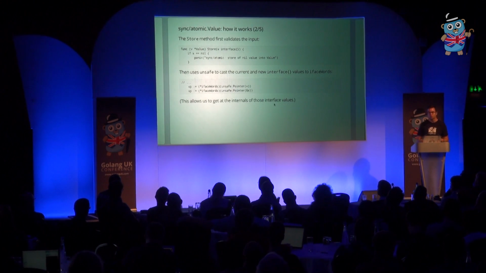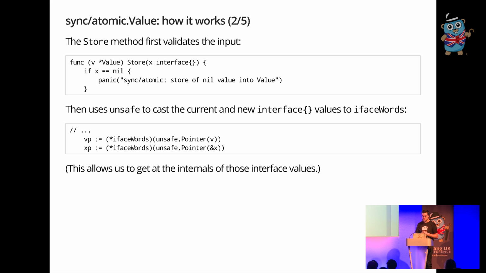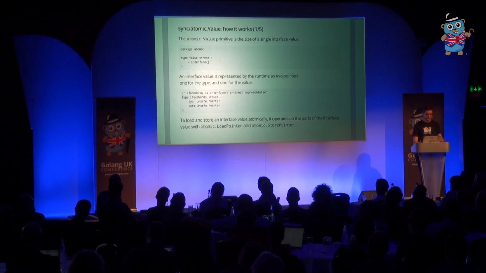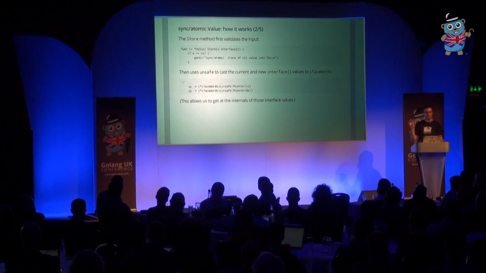If we look at the store method on value first, the first thing it does is check that you're not trying to store nil, because that's invalid. And then the next thing it does is take v, which is the value itself, and x, which is the value that we're storing in the atomic value, and then it uses unsafe pointer to cast them into pointers of interface words. So instead of having an empty interface value, we now have a pointer to this struct, and we can modify these fields like any other struct, but we're actually operating on the internals of the interface value.